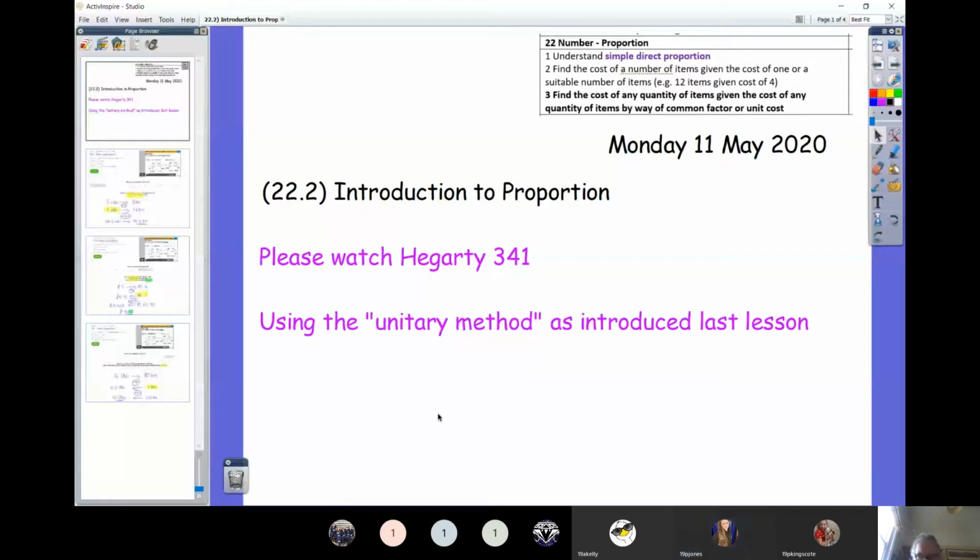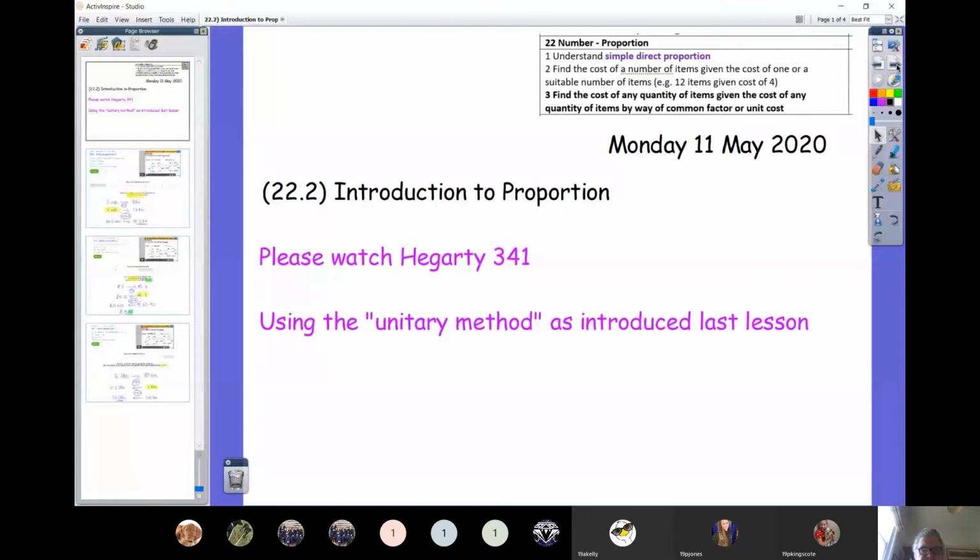So, we are going to be doing the Hegarty number 341 today. This will be our last lesson, I think, on proportion. And we're going to be building on using the unitary method that we just did a little bit of last lesson, because we needed it to answer the harder questions from the previous video we did. Now, you just have to take a bit of care that you really go back to the correct unit here. And you'll see what I mean when we look at a few practice questions.